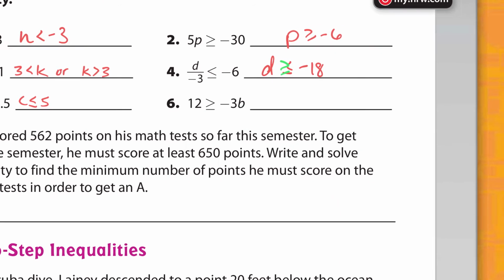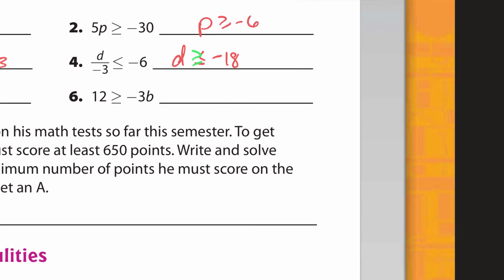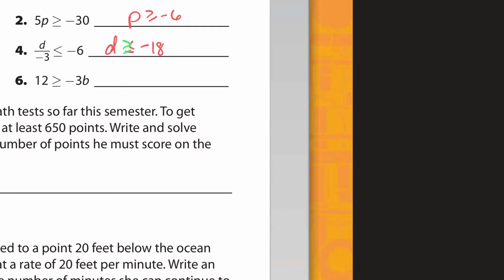All right, let's see what else we got here. We got number 6, and that is 12 is greater than or equal to negative 3b. Now, the inverse of multiplying is dividing, so we have to divide by negative 3.